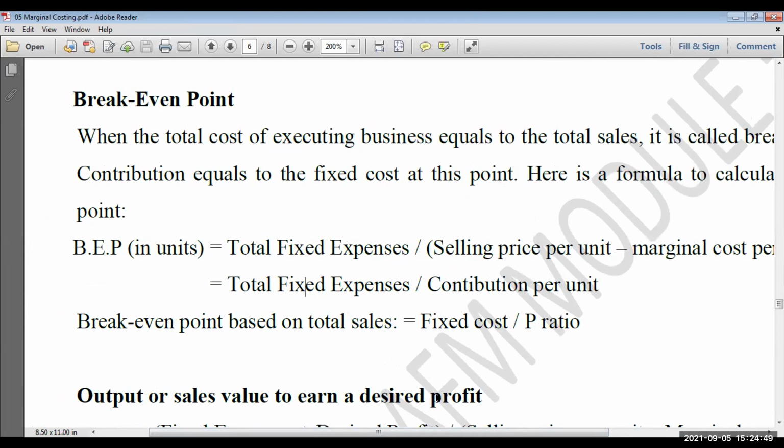Then break-even point based on total sales, we can compute as fixed cost divided by PV ratio. It's not P ratio, it's PV ratio, profit volume ratio. Management is always interested in knowing how much I should minimum operate to reach my break-even. So for that purpose, we can calculate.